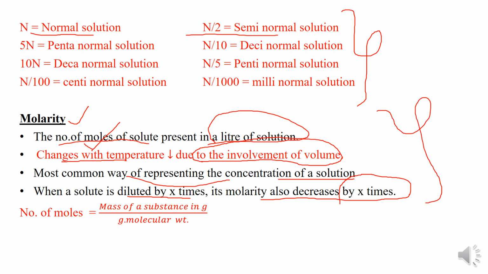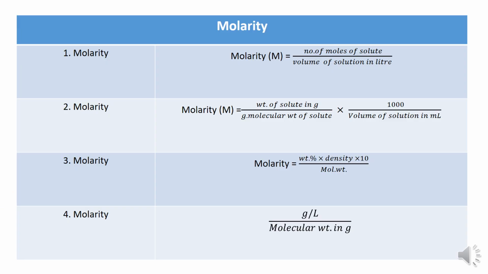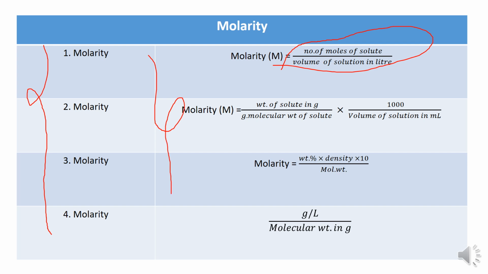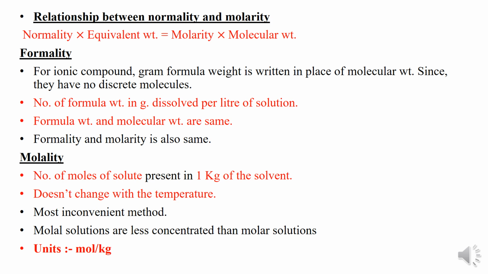The number of moles is calculated by using this formula. We have already discussed this formula in the chapter on mole concept. Here are different methods for the calculation of molarity: number of moles of solute divided by volume of solution in liters. These are different types of the formula. You have to remember these formulas to tackle the numerical problems in any case. The relationship between normality and molarity: normality into equivalent weight is equal to molarity into molecular weight.